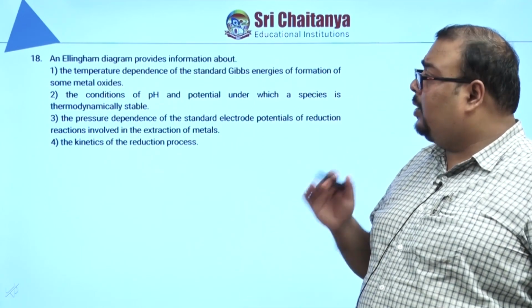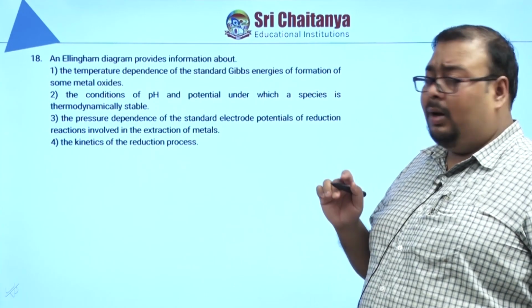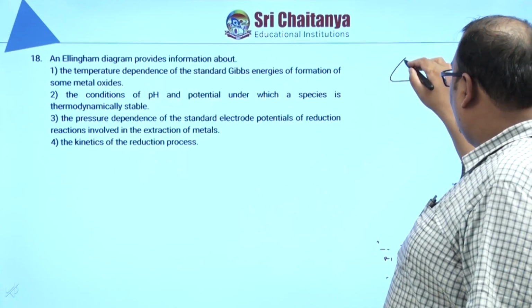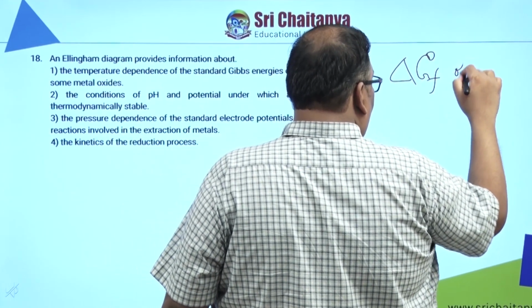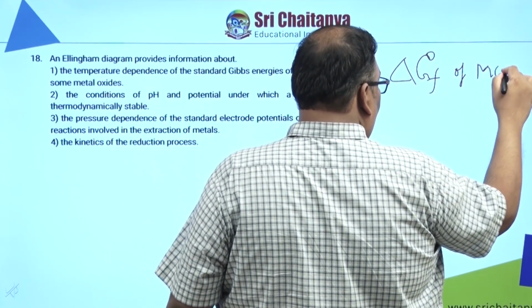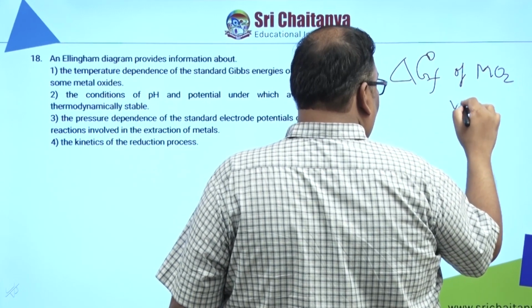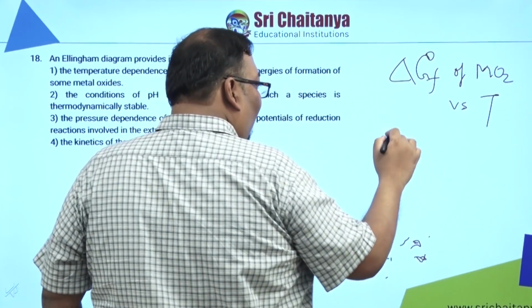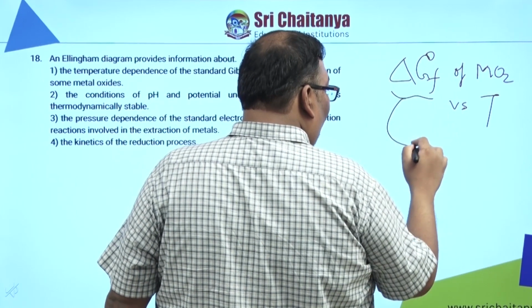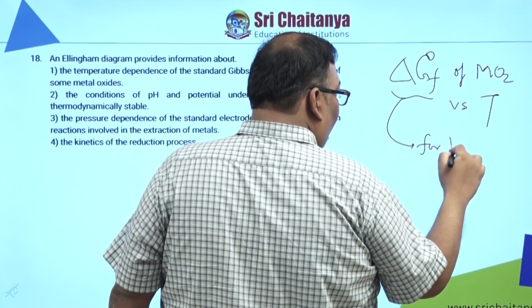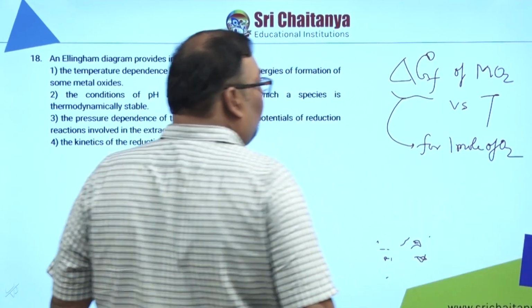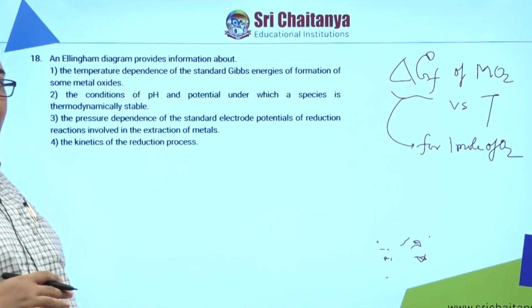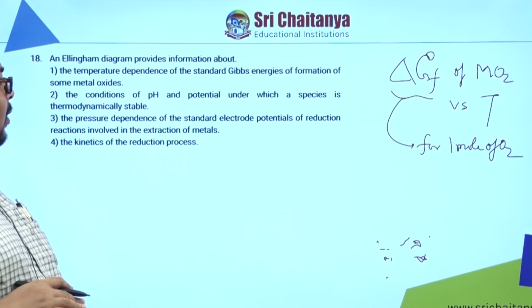Ellingham diagram is basically a plot between delta G naught of formation of metal oxide versus temperature, and this delta G naught is for 1 mole of oxygen. This delta G naught value is calculated for 1 mole of oxygen.